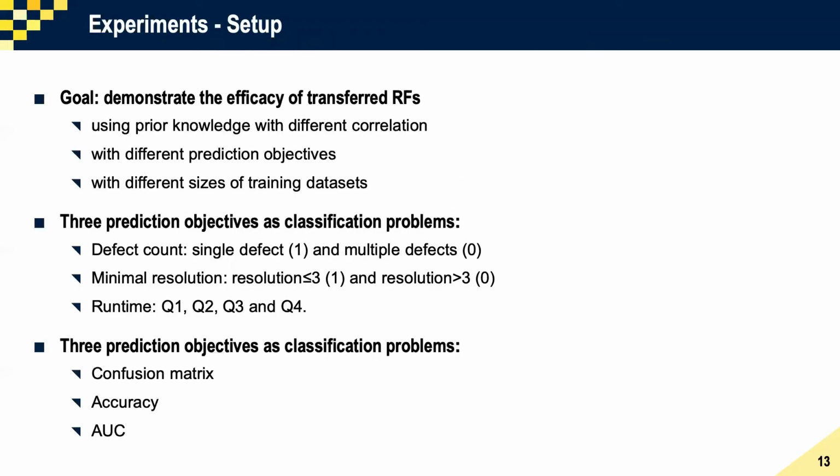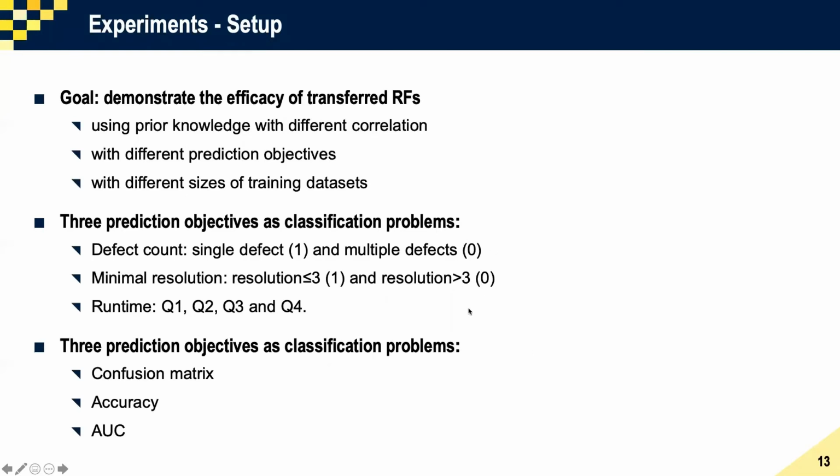We aim to demonstrate the efficiency of transfer RF by, first, using prior knowledge from datasets with various levels of correlation, second, using different prediction objectives, and third, using different sizes of training data. We consider 3 prediction objectives: defect count, the minimal resolution for defects, and diagnosis runtime.